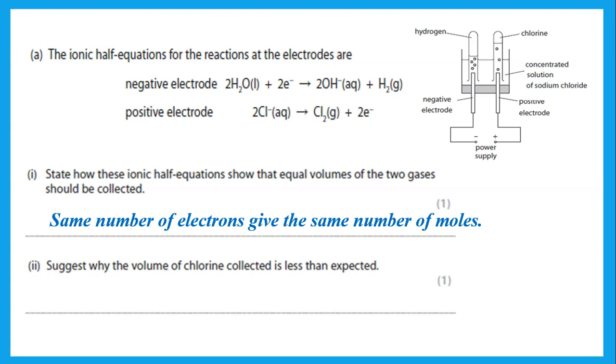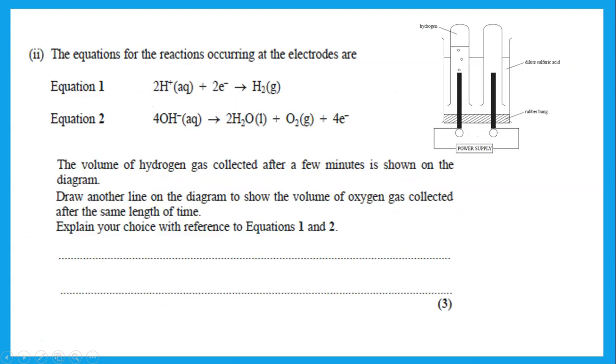Then the question says, suggest why the volume of chlorine collected is less than expected. If you look at the diagram, we just said that based on the equations, we should have equal volumes of hydrogen and chlorine. Can you see that the hydrogen is much more than the chlorine collected at the top of these tubes? Why? Where did the chlorine go? Remember that chlorine dissolves in water, so some of the chlorine dissolved in the solution.